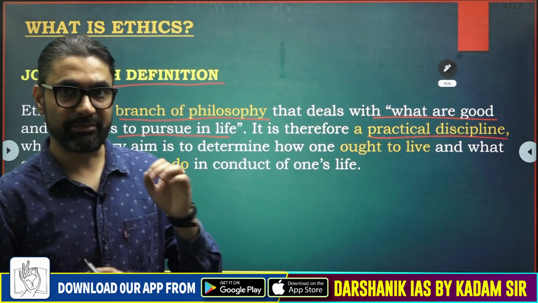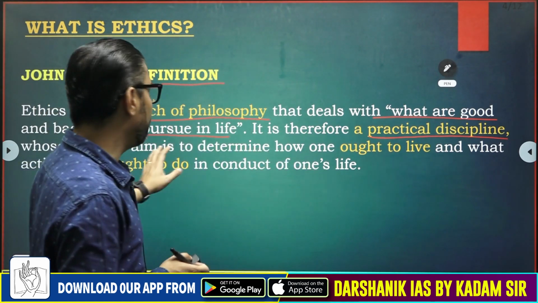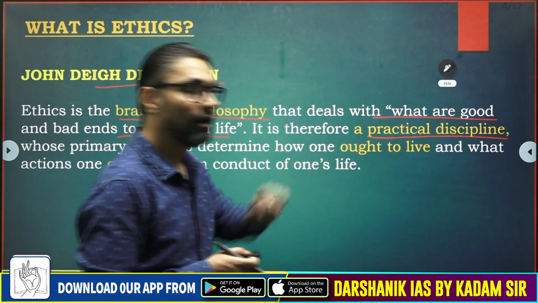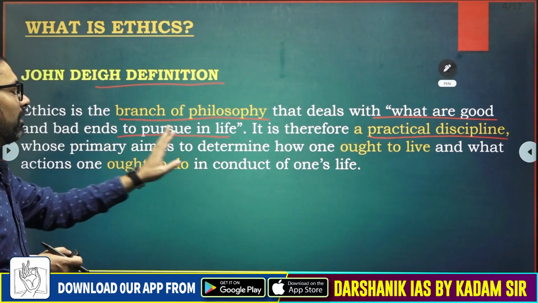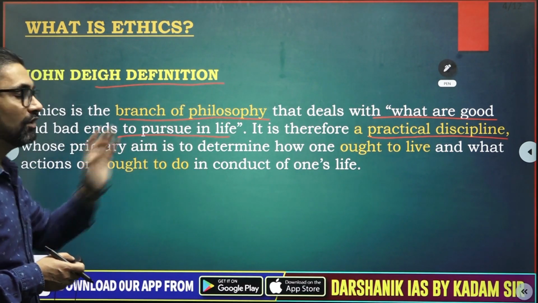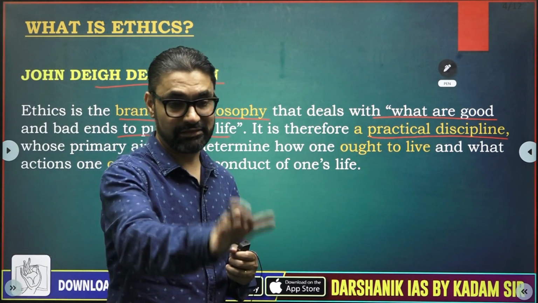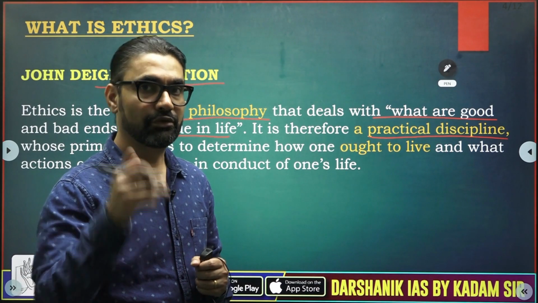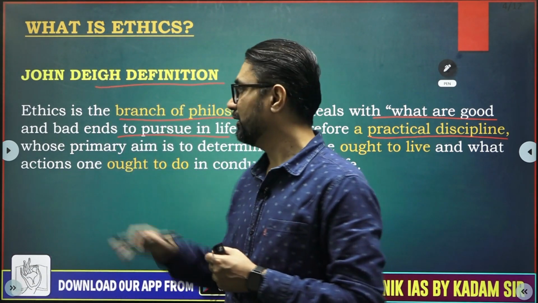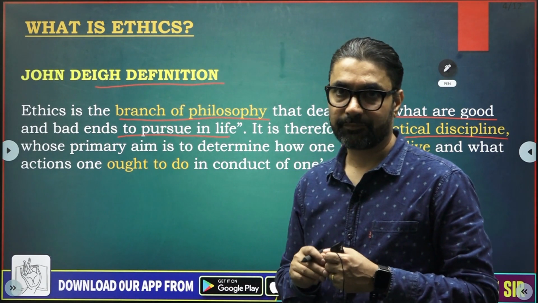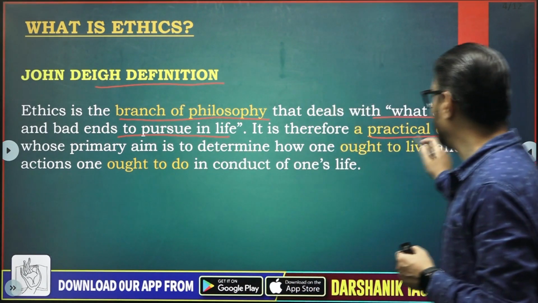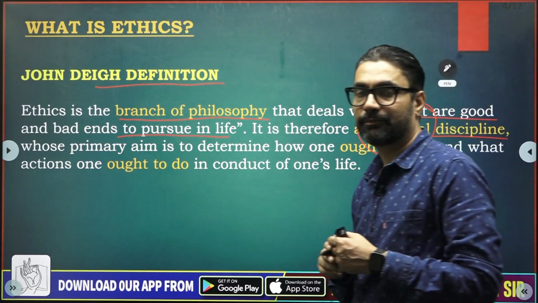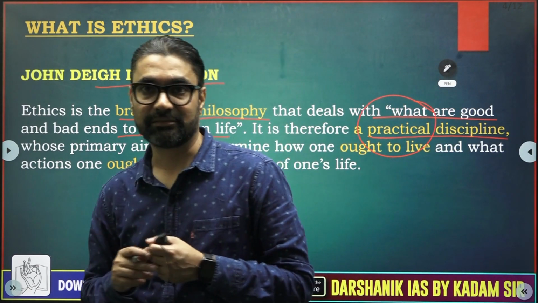I hope you understood the basic first part of the definition, that ethics is a branch of philosophy that deals only with what are good actions and bad actions, what are good ends and bad ends to pursue in life. What you should do, this is the moral thing you should do, this is the ethical thing you should do, this is not ethical, don't do. So ethics deals with this basic understanding, what are good and bad ends to pursue in life. It is therefore a practical discipline. Now this word is very, very important, that it is a practical discipline. Now what do I mean by practical discipline?